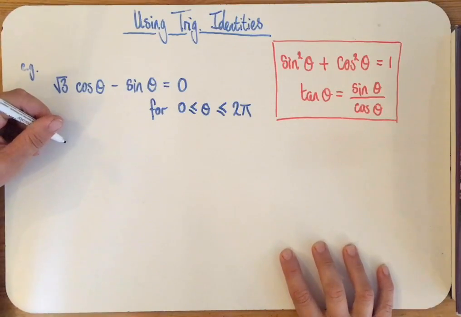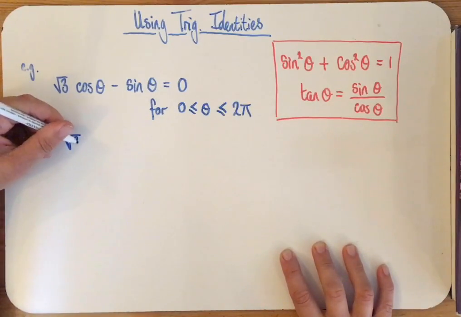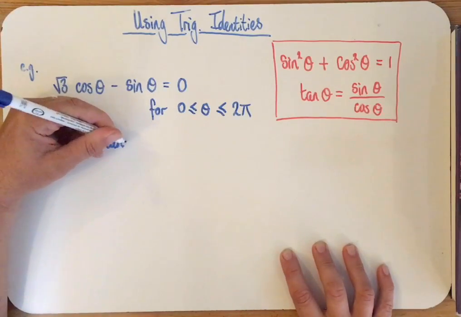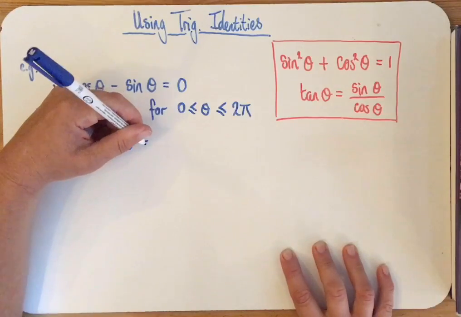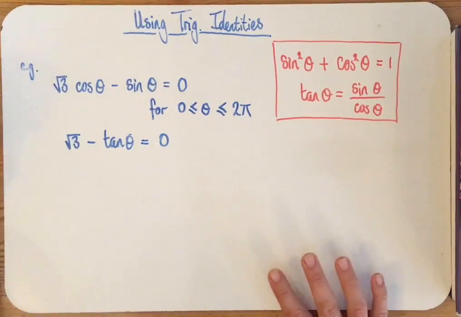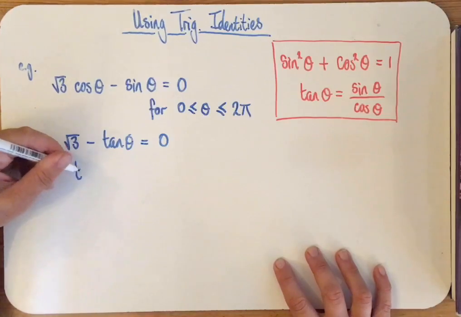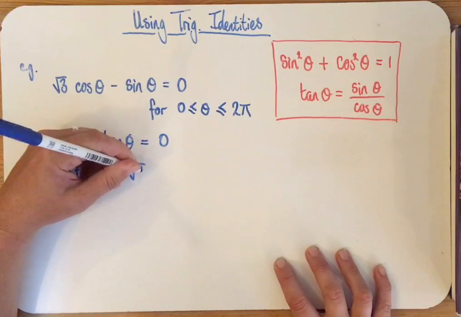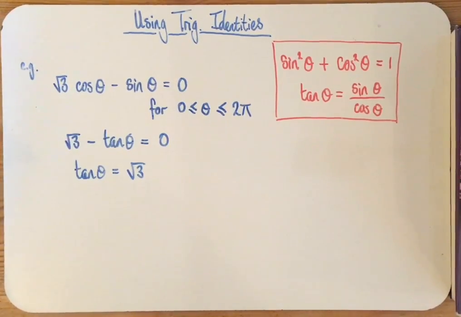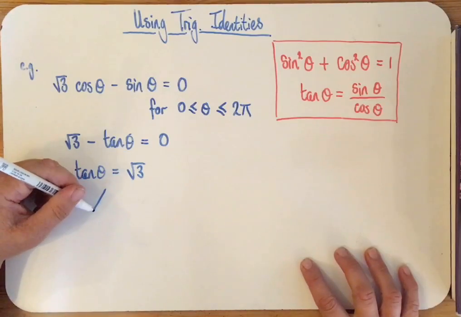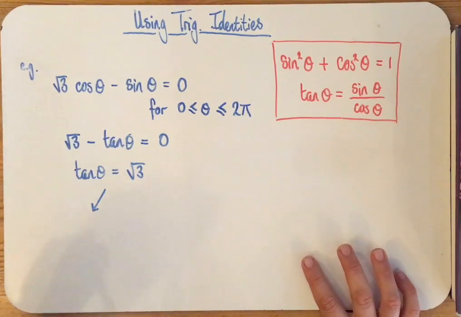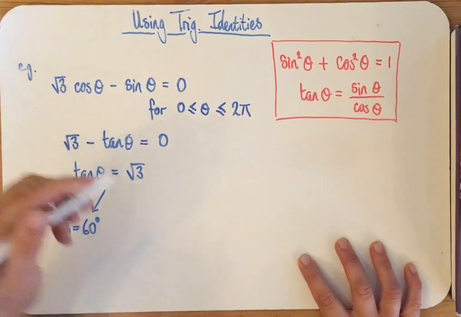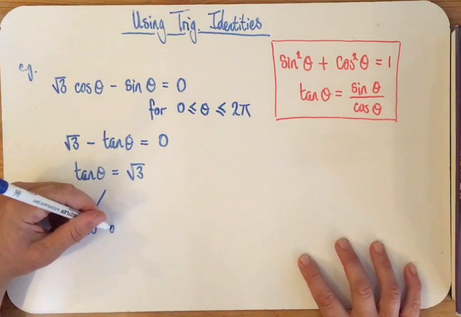Root 3 cos theta divided by cos theta is root 3, minus sine theta over cos theta, which is tan theta, equals 0 over cos theta, which is 0. That gives me tan theta equals root 3, and then you've got two choices. You can work in degrees. Shift tan root 3 gives you theta is 60. I'm going between 0 and 2 pi, which is 0 and 360.